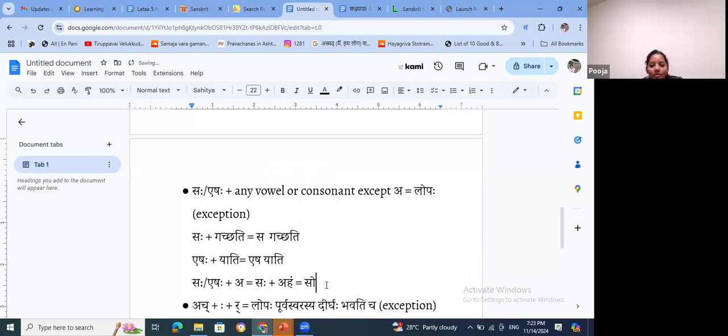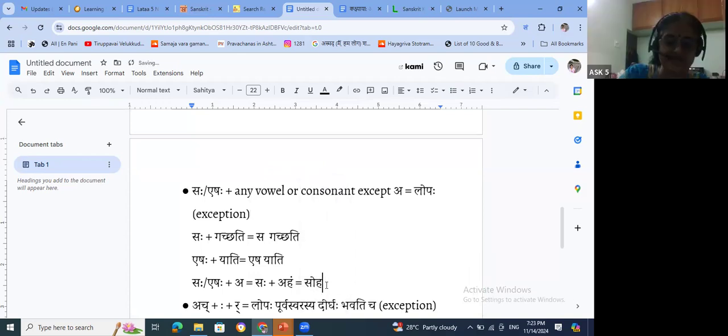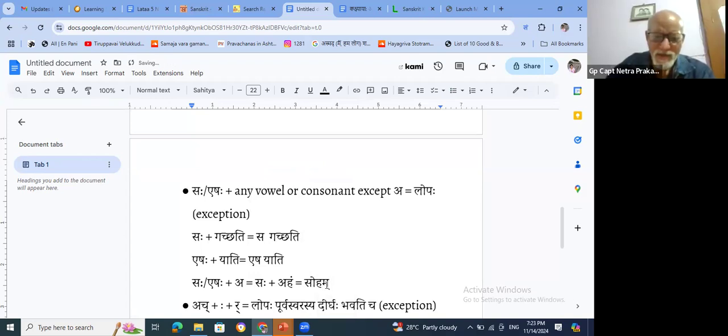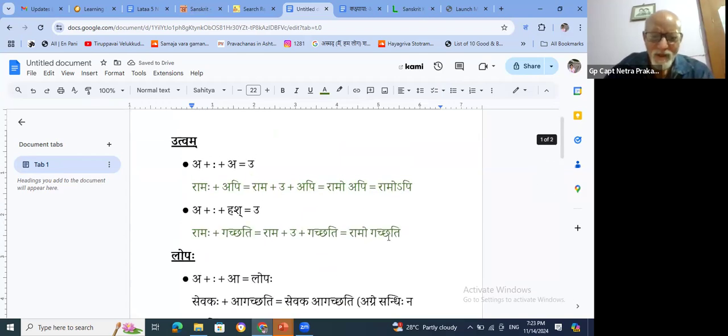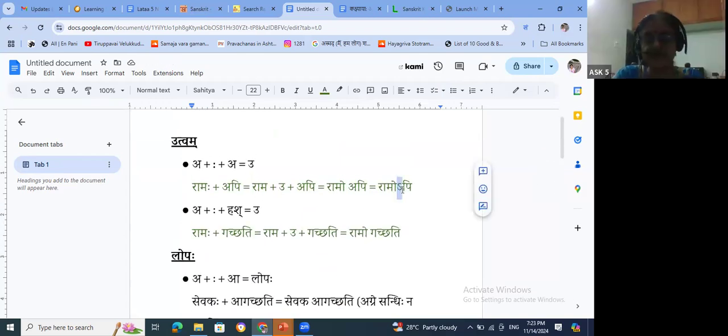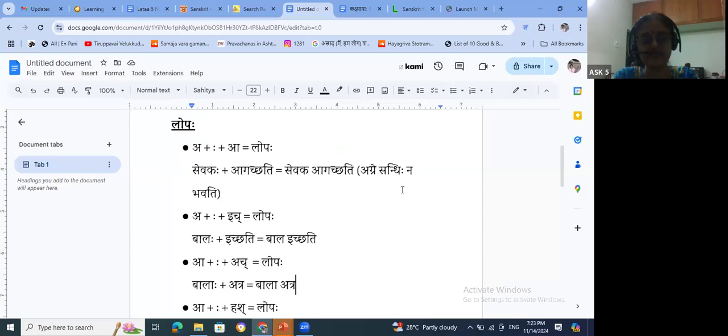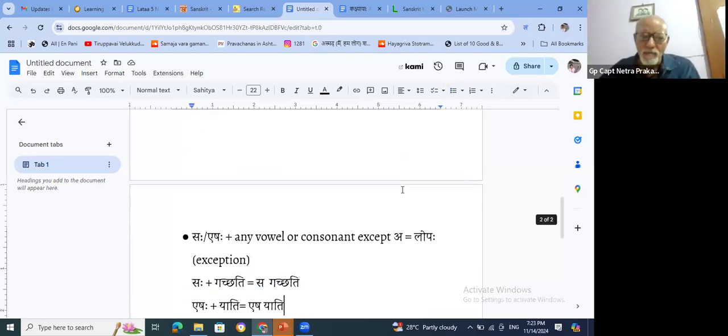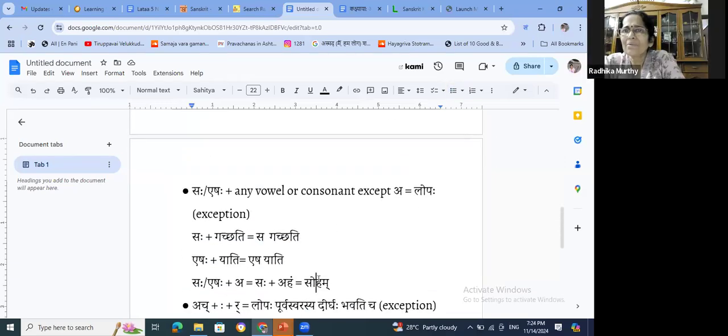For Shivoham also, this rule follows, right? Yes. Ma'am, can you repeat this part? I couldn't get this. We actually discussed this last class, but no problem. Shivoham. I can repeat it.